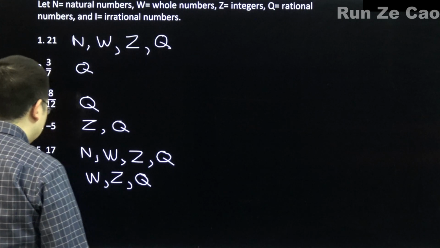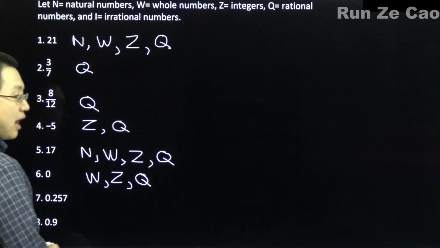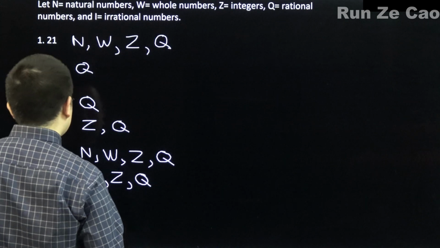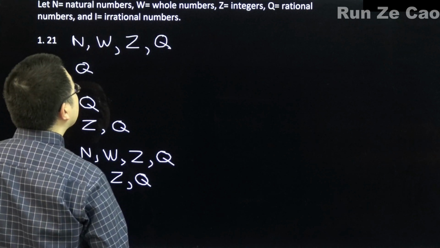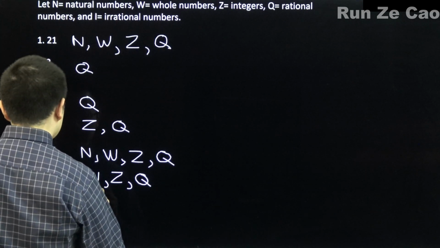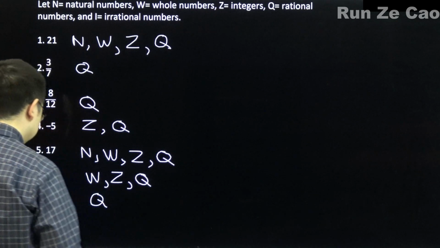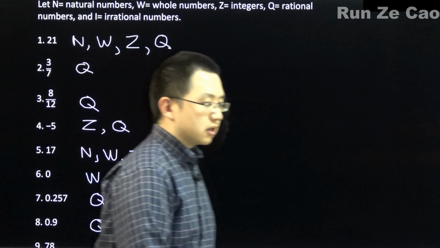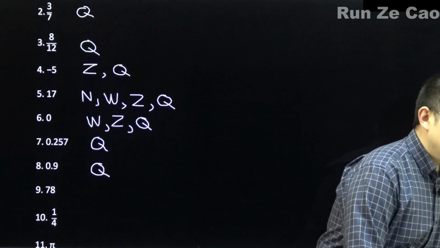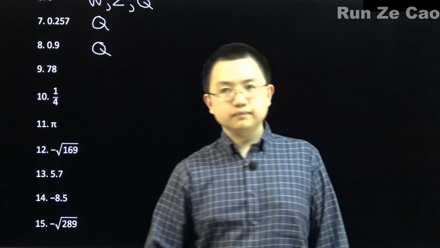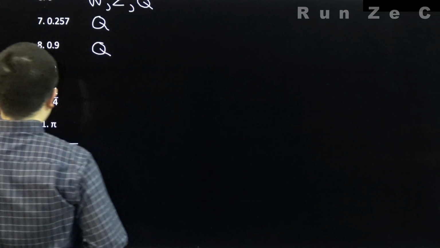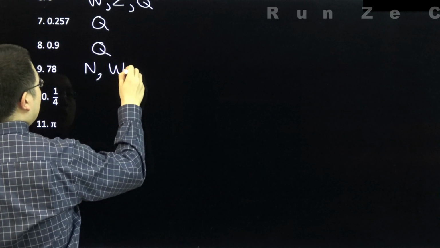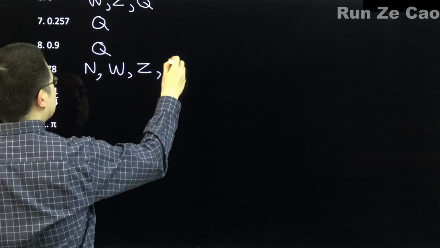0.257 is rational because it can be represented by a finite decimal or a repeating decimal, although that's not relevant in this case. It's not an integer, though. 0.9, yeah, same thing. It's a finite decimal, therefore it's rational. 78 is natural. It's whole, it's an integer, and it's rational.